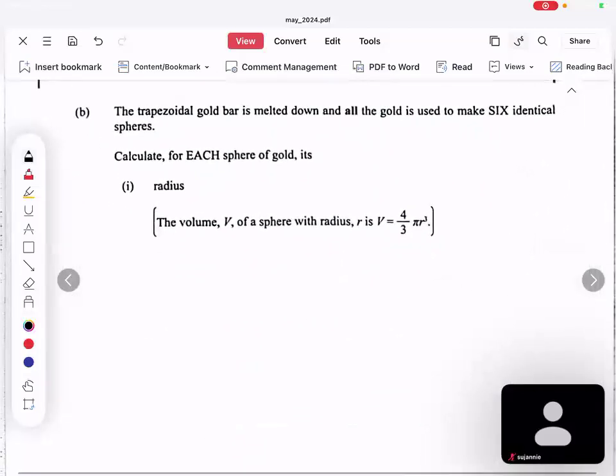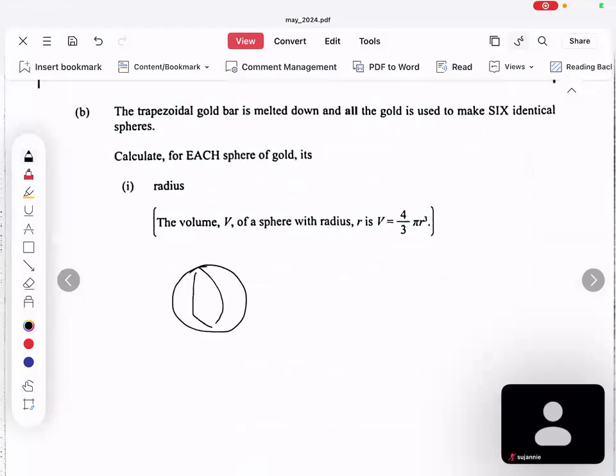Now it says that the trapezoidal gold bar is then melted down, and all the gold is used to make 6 identical spheres. For those who don't know what a sphere is, think of the Earth. So basically they make them into small ball pellets. They melt it down and form 6 gold spheres that look like the Earth, some little ball pellets of gold. So that's what they're saying they did.